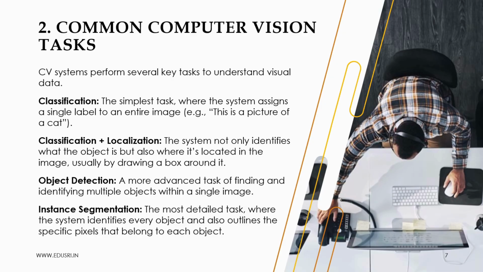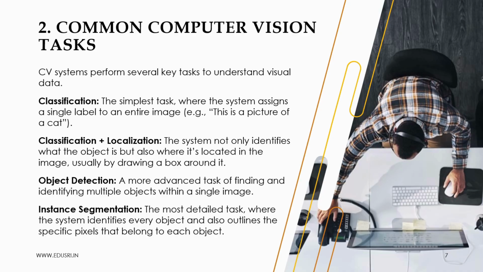The third task is object detection. Object detection is a more advanced task. It involves finding and identifying multiple objects within a single image. For example, a system may identify a car, a person, and a bicycle in the same image.